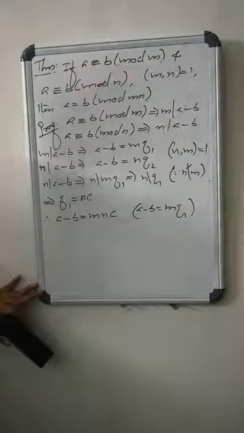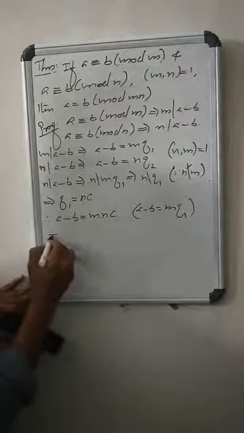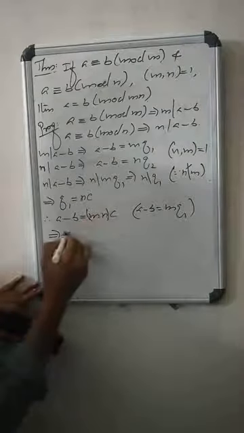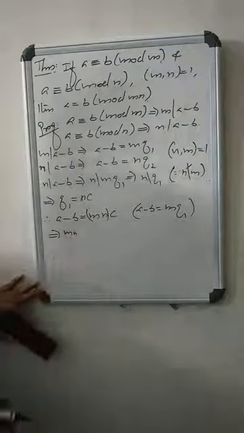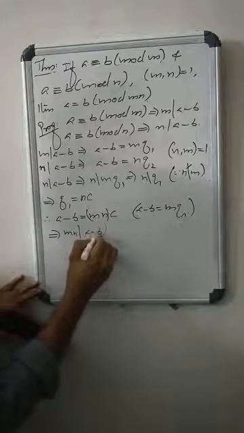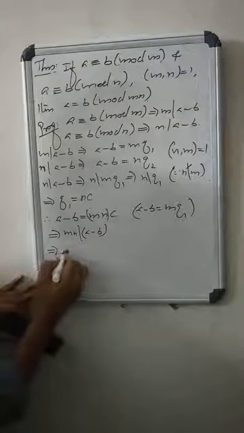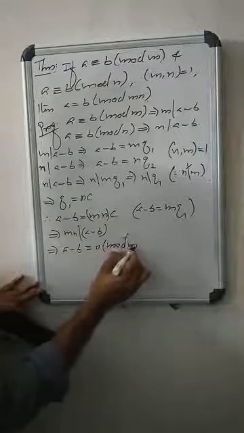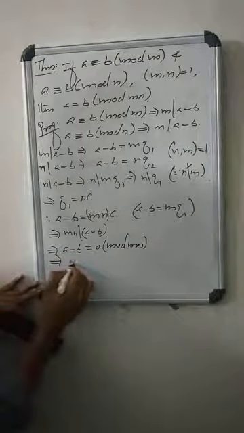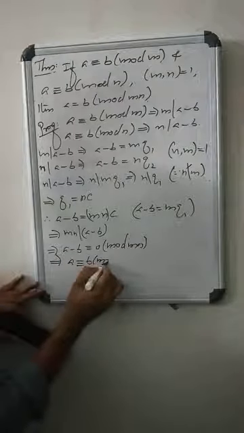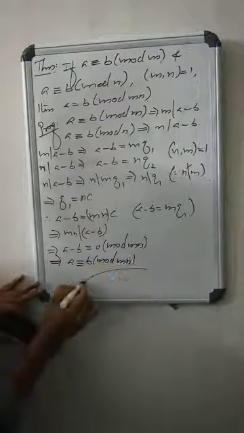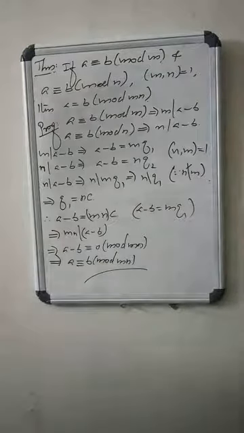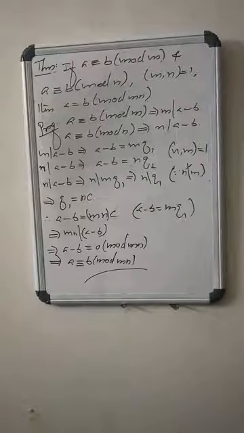A minus b equals mn times c means mn must divide a minus b. Mn divides a minus b means a minus b is congruent to 0 mod mn, which means a is congruent to b mod mn. So if a is congruent to b mod m and a is congruent to b mod n, with m and n relatively prime, then a is congruent to b mod mn.